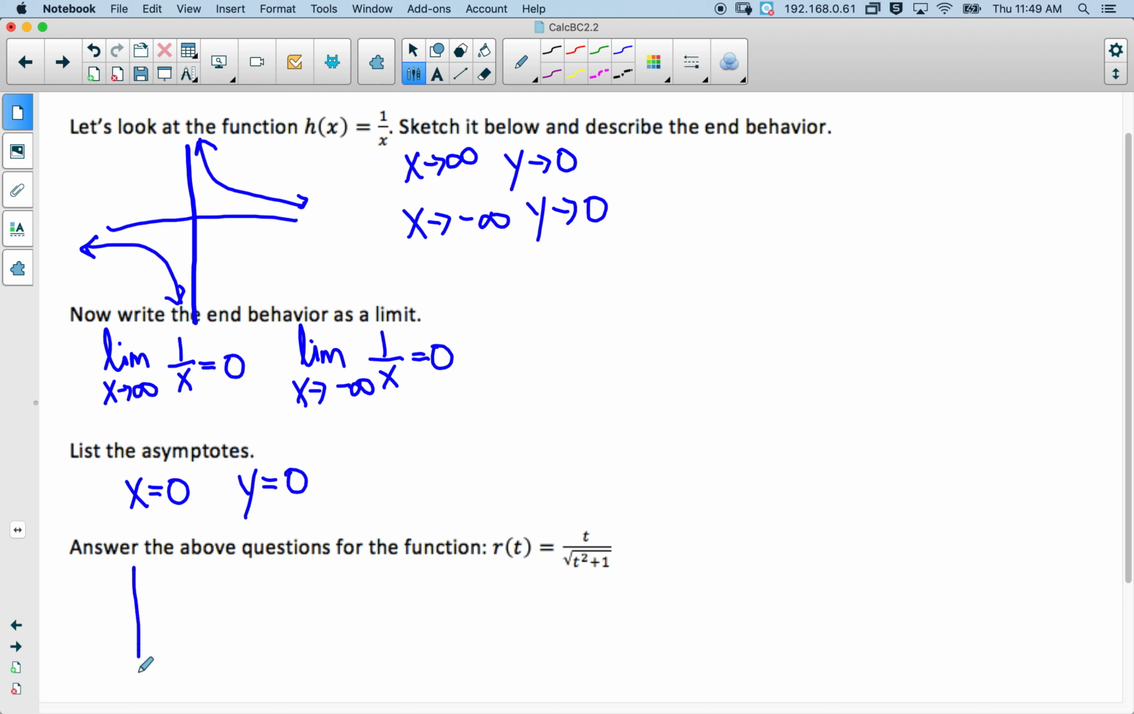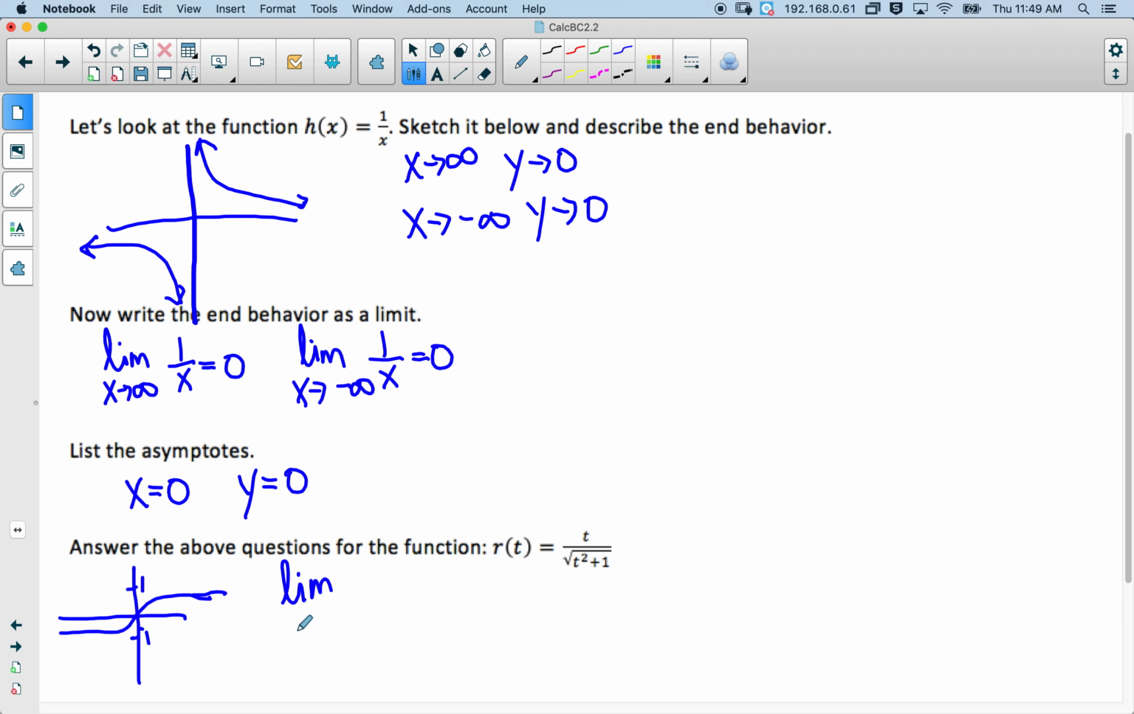So let's sketch the graph. So we'll label these. Oops, that's negative 1 and 1. And it kind of goes like this. Almost looks like a cubic function, doesn't it? Okay, so let's write the end behavior.